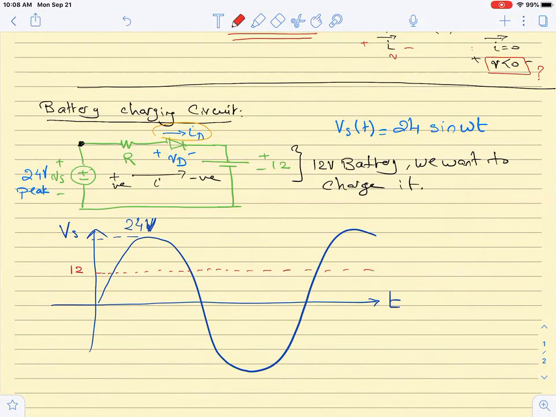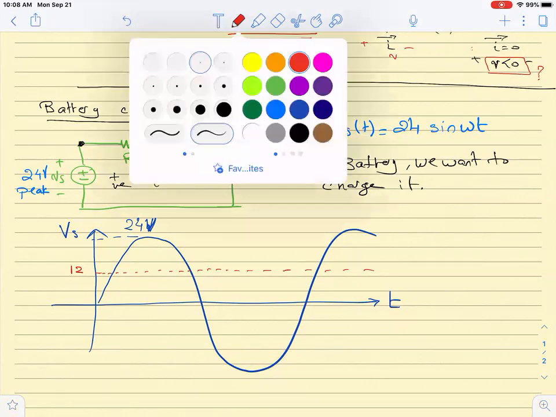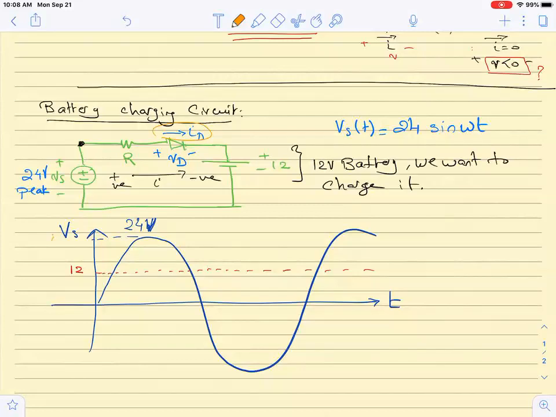When will the diode turn on? Any time where Vs is what? Higher than 12. Great. So what we will do is draw the diode current. I will draw Vs of t and I diode of t. The diode will not turn on, it will be off when Vs is lower than the battery voltage, because the voltage across it is negative. So the diode current will be 0 until Vs hits 12. Then I will have some diode current. This is ID, and this is 12 volts.